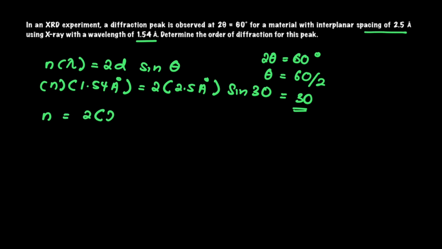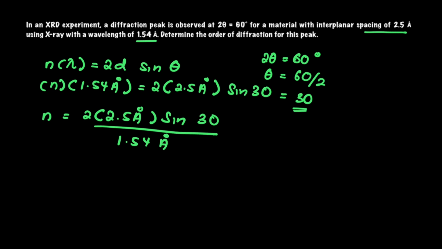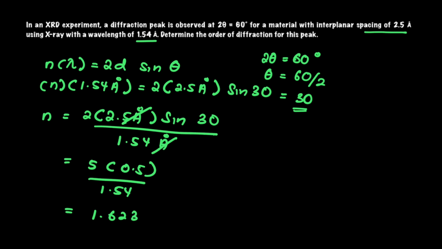So it's going to be 2.5 Armstrong sine 30 divided by 1.54 Armstrong. So this one you can slash. So you will end up having 5 times 0.5 divided by 1.54, which is equivalent to 1.6234. This is the final answer for this question.